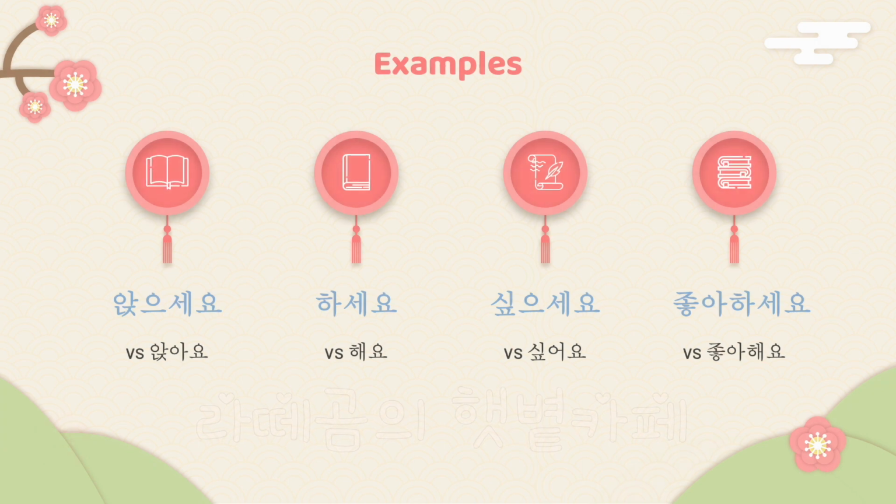And here are some examples. With the 아요, 어요 form, we had to look at the last vowel of the character, but in the case of 세요 or 으세요, we only look at the last letter. So our first example, 앉으세요 versus 앉아요. We have 하세요 versus 해요. Then we have 싶으세요 versus 싶어요. And we have 좋아하세요 versus 좋아해요.